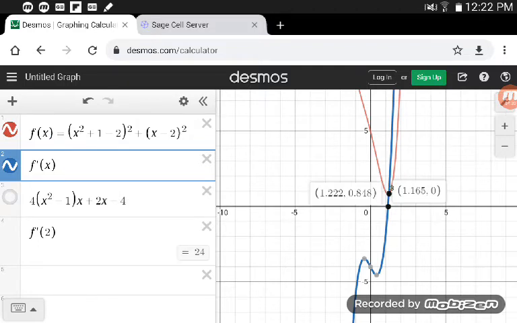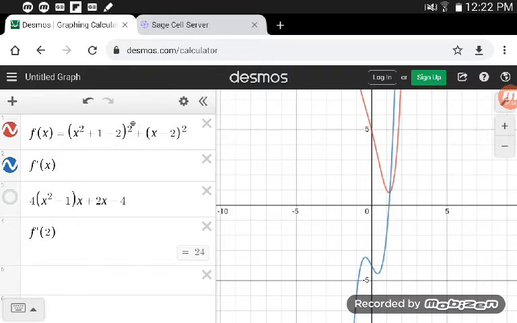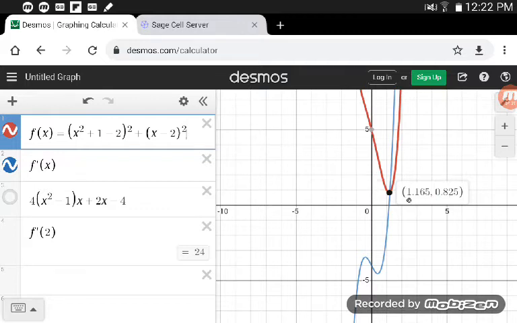Now actually, whoops, that's not the intersection. I mean that's the intersection, not what I wanted. So that is evaluating it there at 1.165, but you could always toss in an F of 1.165 to get that 0.825. And then you come back and there's your answer.